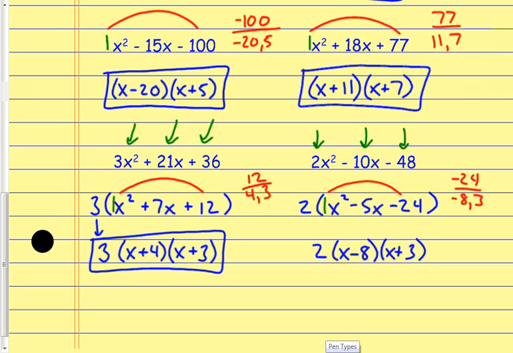All right? So again, when we have a leading coefficient of 1, we start off the same way, but instead of using those two terms to split up the middle coefficient, I just use them to go to my two binomials. Okay?